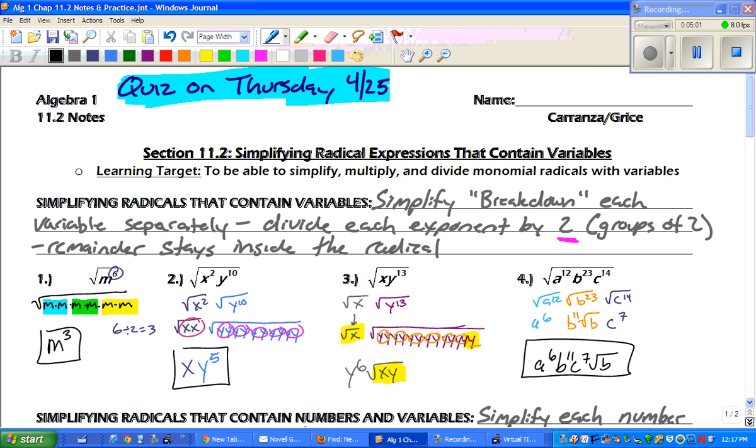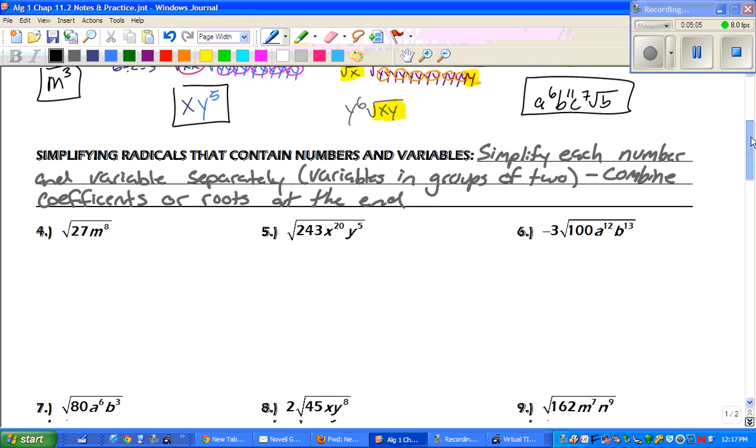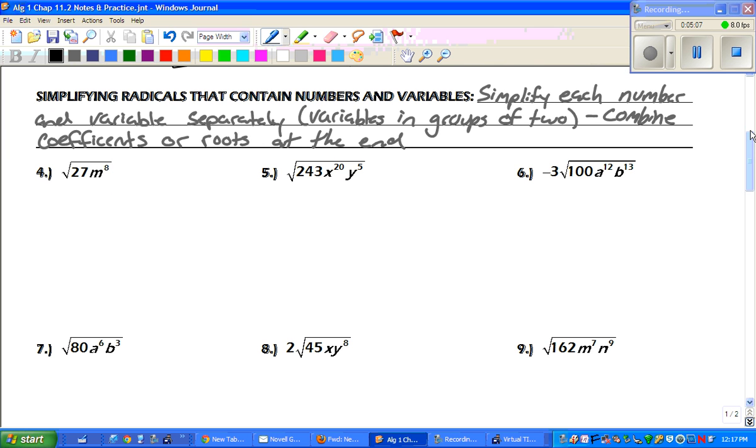So that makes sense? It's going to take a couple of these just to get used to. Now, when we're simplifying radicals that contain numbers and variables, you simplify each number and variable separately. Variables in groups of 2, just like before, and then combine the coefficients or the roots at the end. Whenever we're doing the numbers, you need to make sure that you write down all of the perfect squares on the side, because this is how we should be splitting everything up.